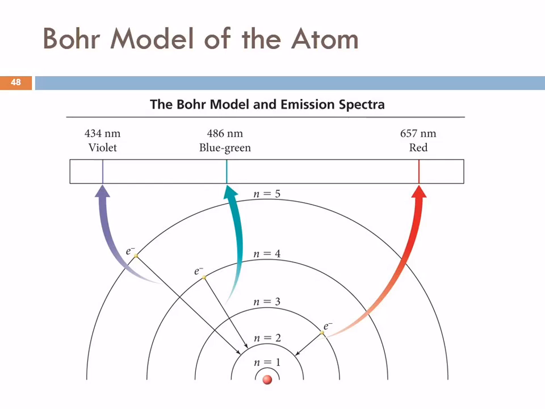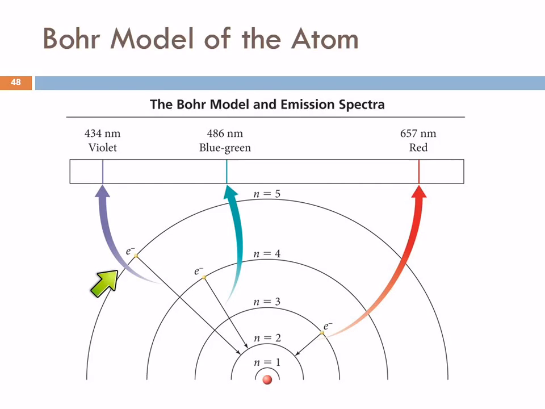Here's an illustration. So here we have the nucleus, and here we have energy level 1 and 2 and 3 and 4 and 5. These are orbits, and so the electron is zinging around in here and zinging around in here. And the farther out you get, the higher energy that electron is.